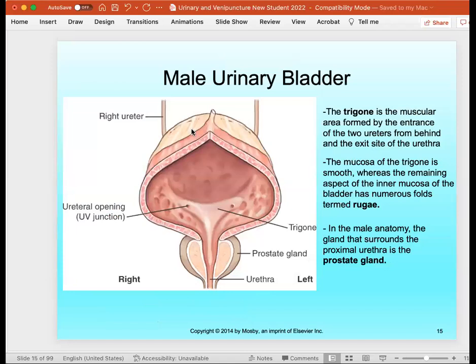Inside the urinary bladder, we also have rugae. We also have rugae in the stomach, right? They are the mucosal folds inside the bladder. Males have a prostate gland, only males, and it's distal to the urinary bladder.